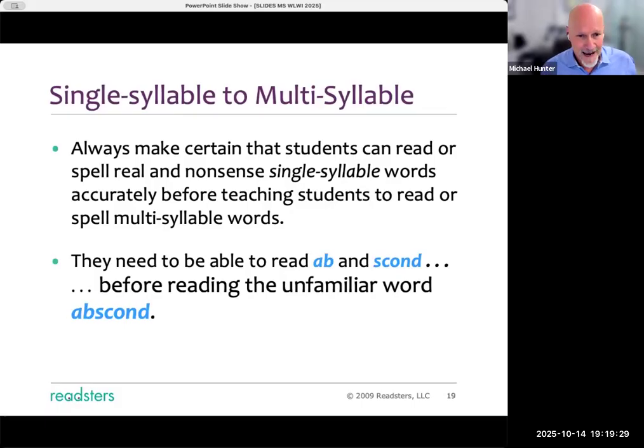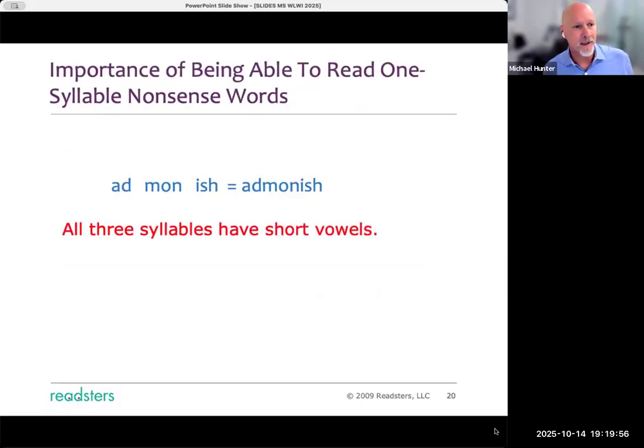When the students can do that, we can start teaching them to read CVC, short vowel pattern, multisyllable words, as long as they don't have the schwa in it yet. Once we teach them about schwa, which I'm going to talk to you about in a little bit, then they can also read words with schwa. Then what we do is we introduce, I've gotten ahead of myself, sorry.